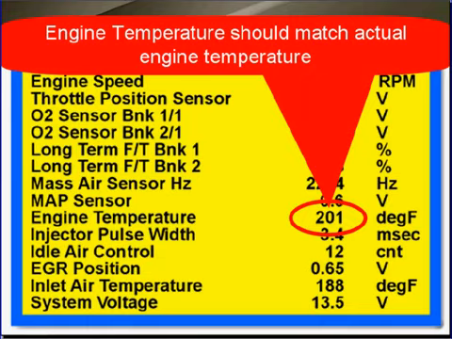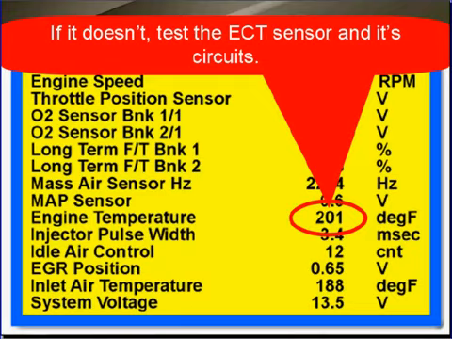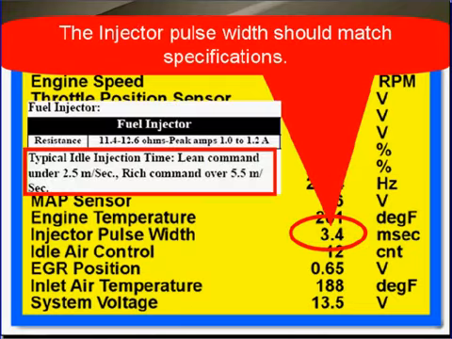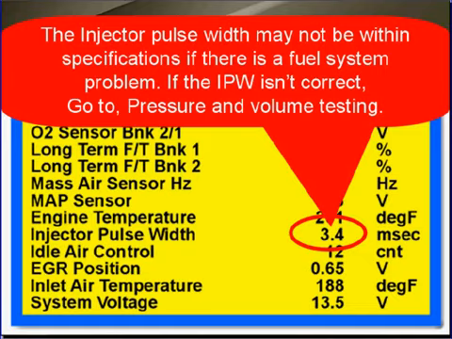Engine temperature should match actual engine temperature. If it doesn't, test the ECT and its circuits. The injector pulse width should match specifications. The injector pulse width may not be within specifications if there is a fuel system problem. If the injector pulse width isn't correct, go to fuel pressure and volume testing.